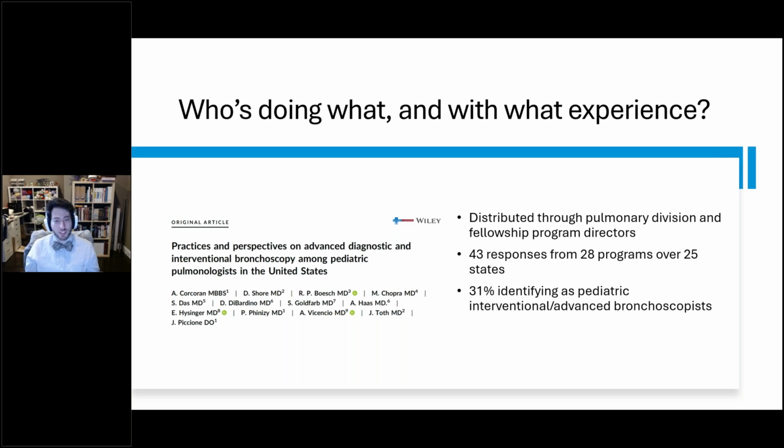What we are interested in trying to explore at the time is, with this booming field of things like EBUS and cryoprobe, how are pediatric pulmonologists starting to address these problems, and how are they getting the experience to do so? Now, one of the most interesting things we found at the time was already 31% of our colleagues in pediatrics identify themselves as either an interventional or advanced bronchoscopist in children. But I really think we have to ask the question, as advanced bronchoscopists ourselves, what does that mean?